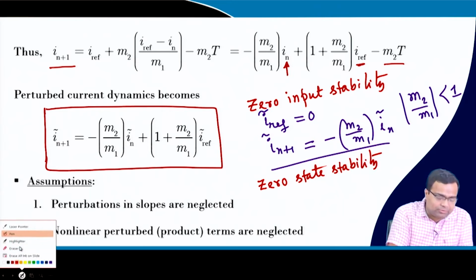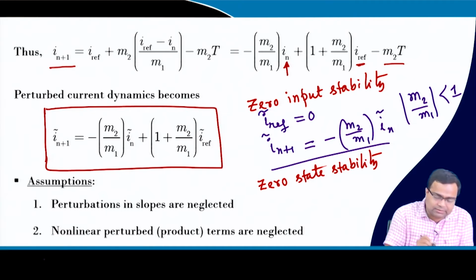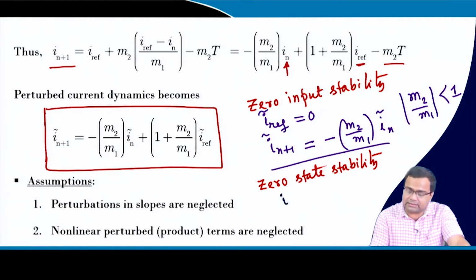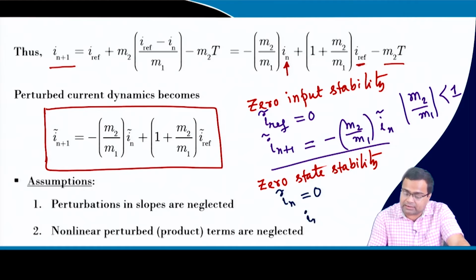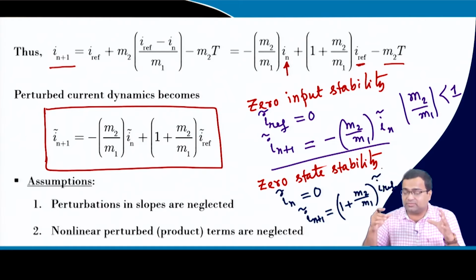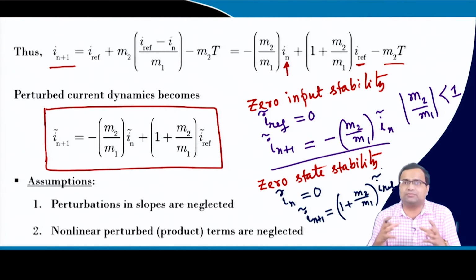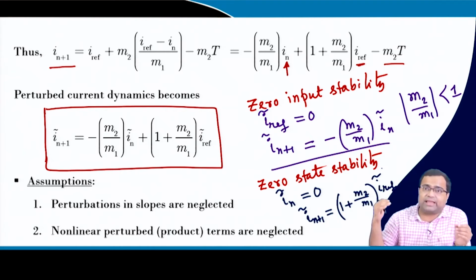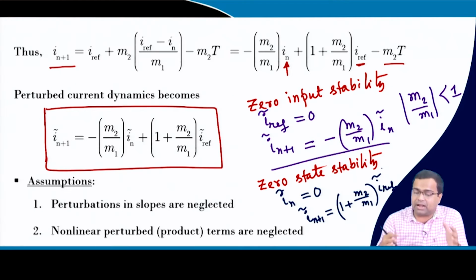Here we are talking about the stability. That means we are setting the initial perturbation in the inductor current to 0, and we are trying to find the current perturbation as a function of that, 1 by M2 by M1, this perturbation into Iref. So this will show the current loop stability when we are exciting from the external current reference.